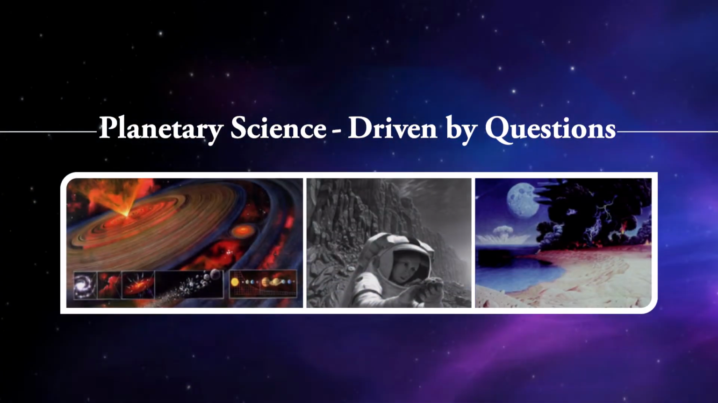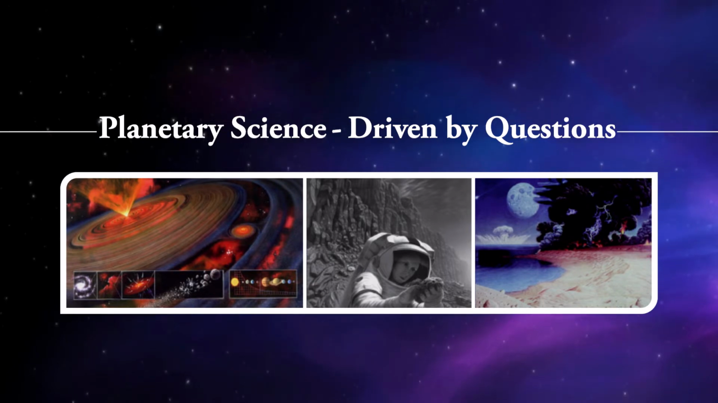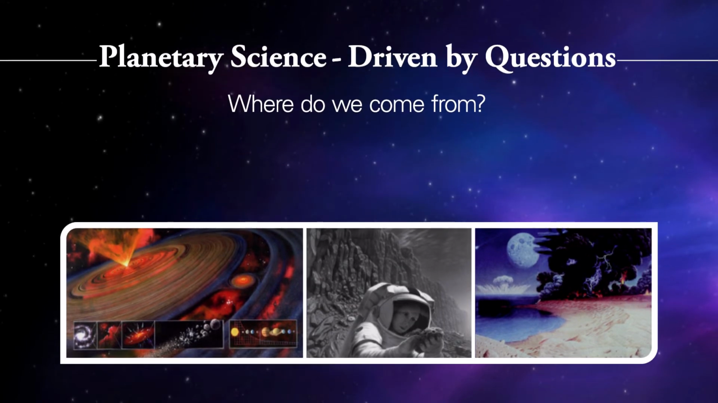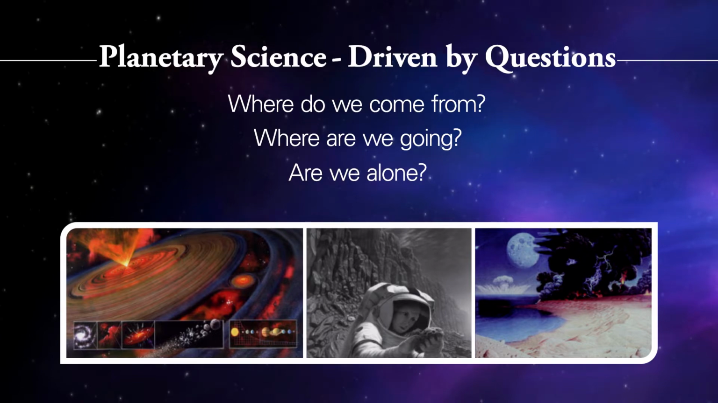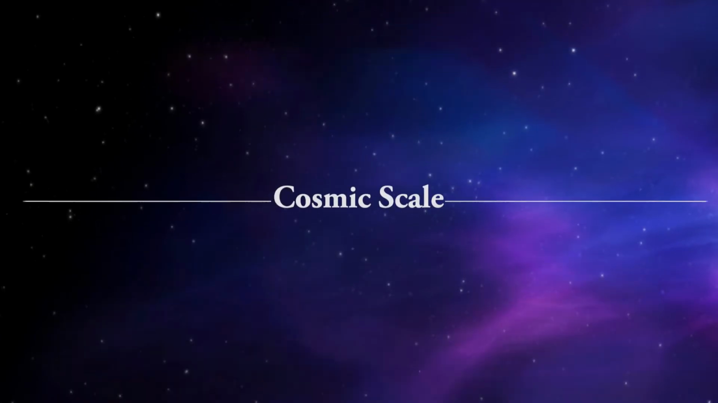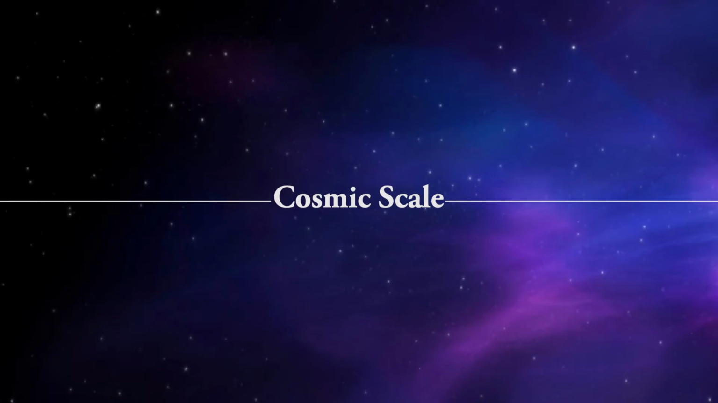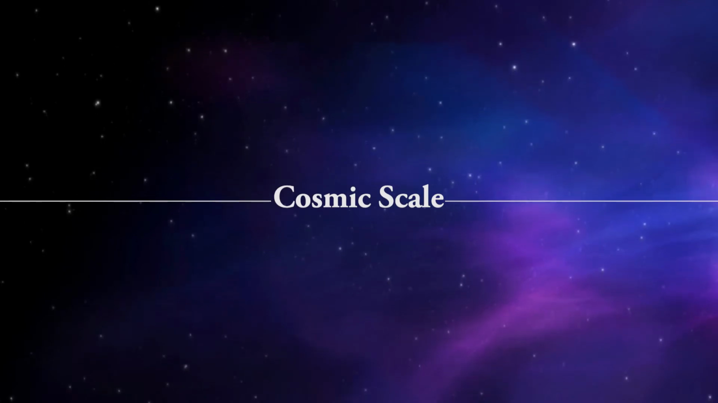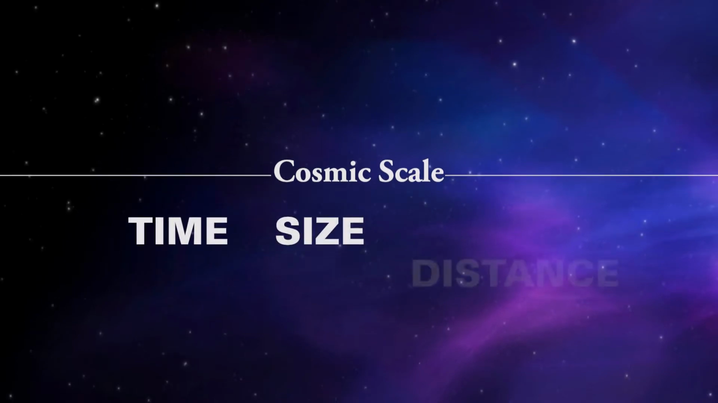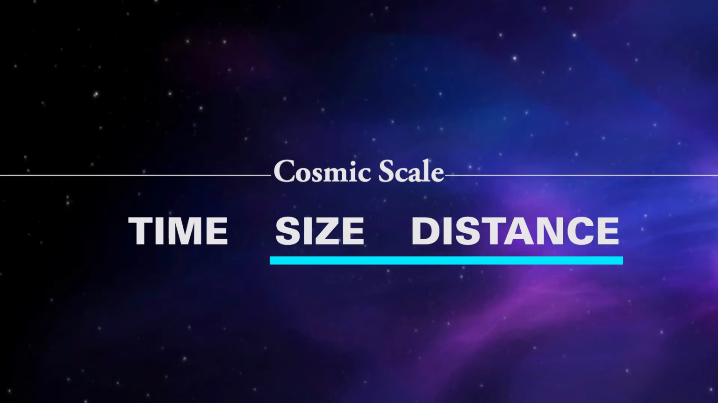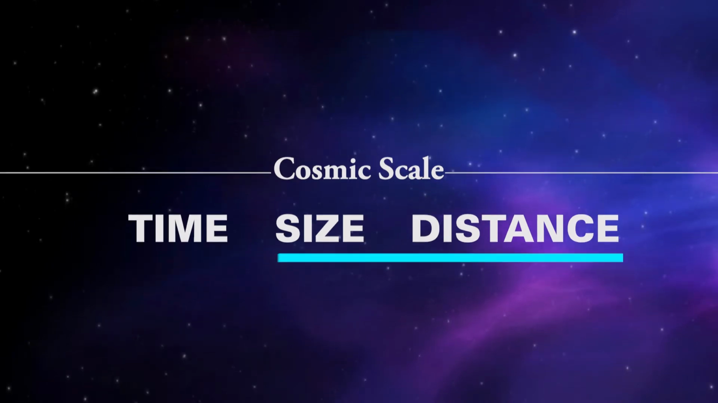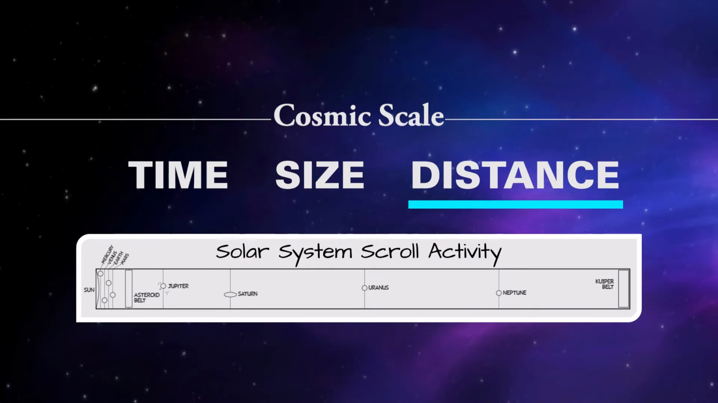Before we jump into the activity, let's talk about some of the questions that drive planetary science at NASA. Primarily, where did we come from, where are we going, and are we alone? As we look at these big questions, that leads us to talk about cosmic scale. And in talking about scale, we look at those in three different dimensions: time, size, and distance. Today, we'll talk about size and distance, and our activity will actually allow us to make a solar system scroll that deals with distance of the solar system to scale.